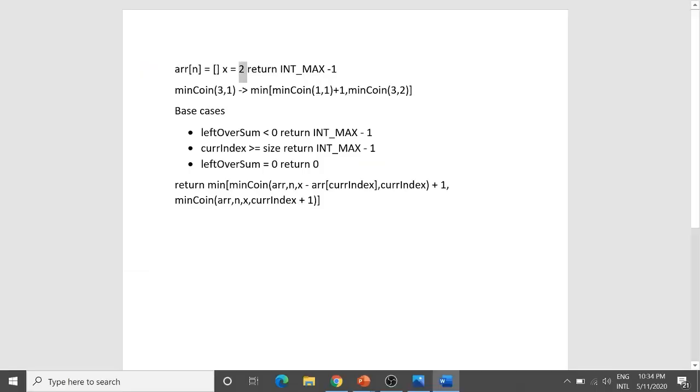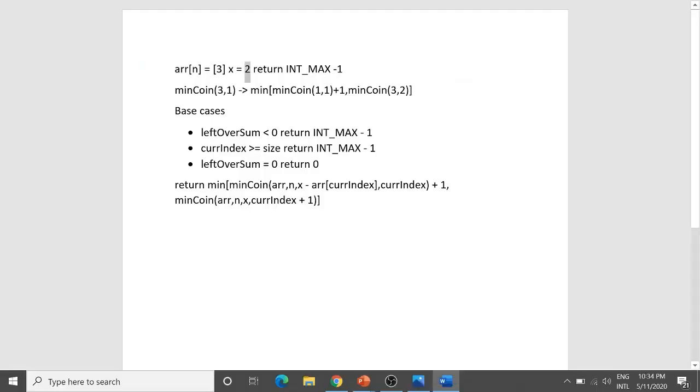And what was my min coin 2 2? Min coin 2 2 was this: if I have a denomination of 3, what is the minimum number of coins I need for an amount of 2? Again, it would be an infinite number of coins, because even if I have infinite 3s with me, I still cannot make 2 out of it. So the answer to this subproblem is int max. What was the answer to this subproblem? It was 1. So min of 1 and int max would be 1. So the answer to min coin 2 1 is 1.